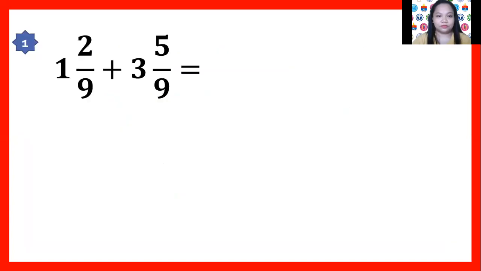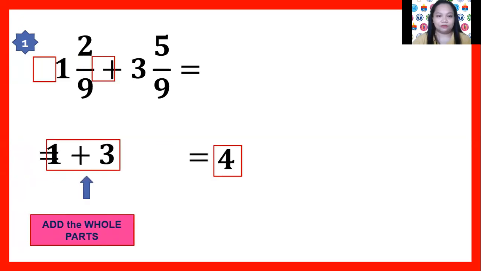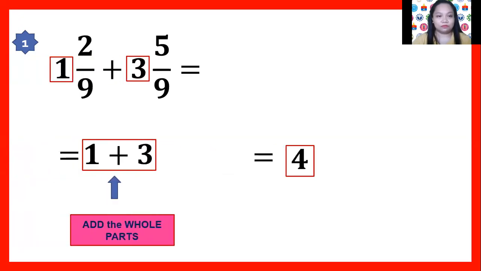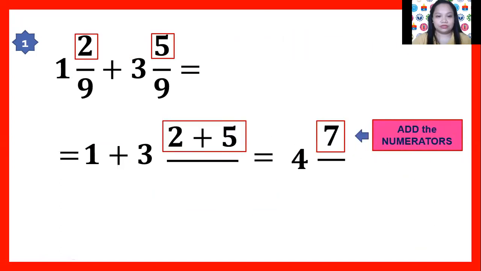First example, 1 and 2/9 plus 3 and 5/9. Our first rule is we need to add the whole part. So that would mean 1 plus 3. That will give you 4. Next step, you need to add the numerators. So 2 plus 5, that will give you 7.